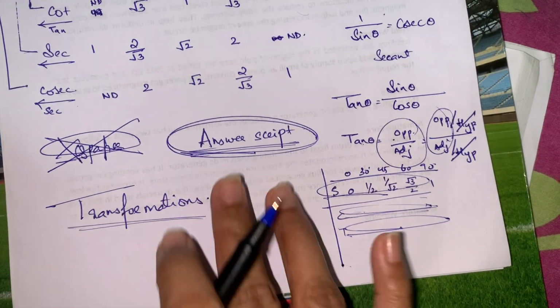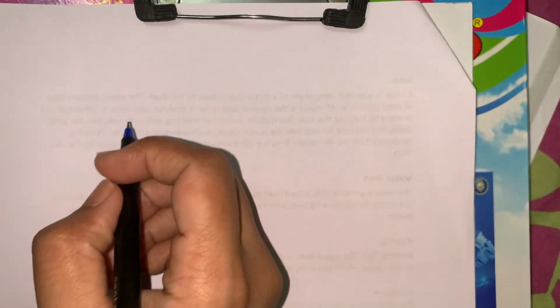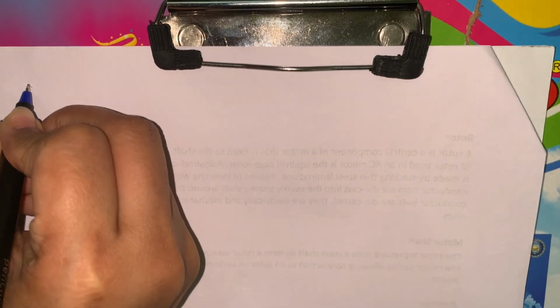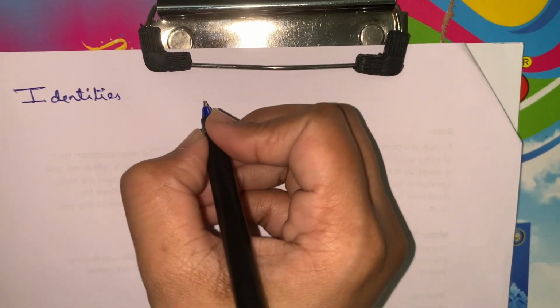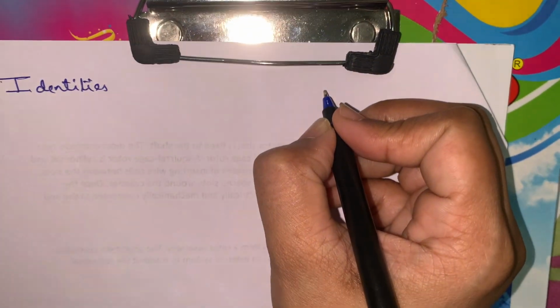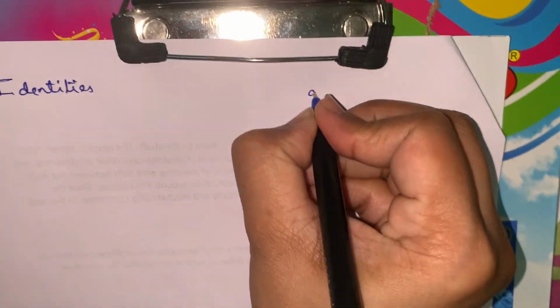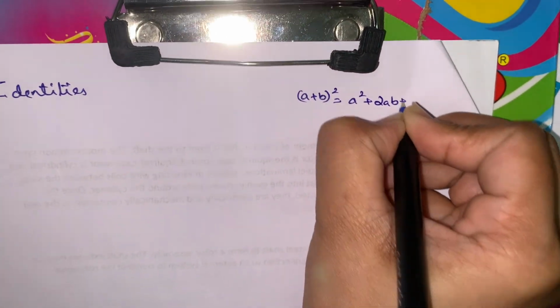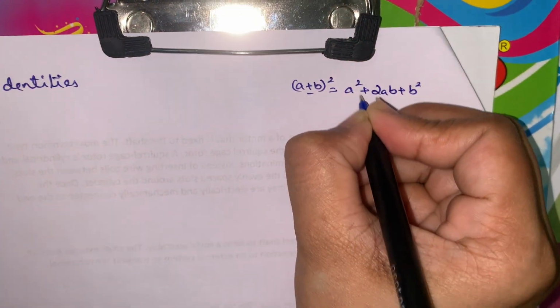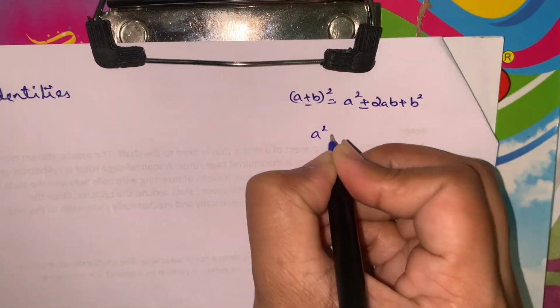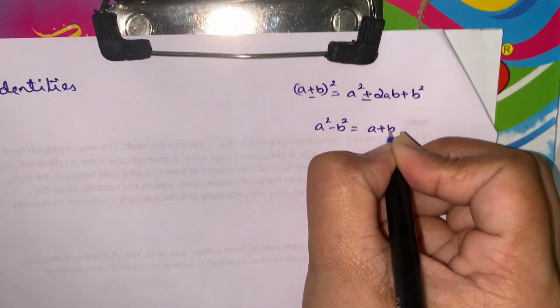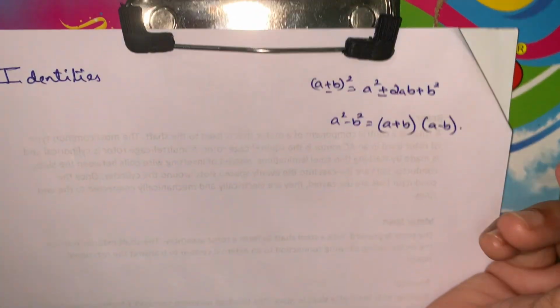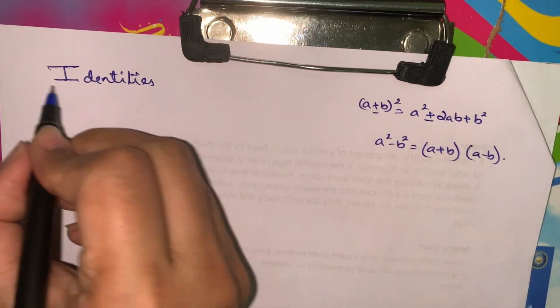Now, transformations require, let me just flip the page ahead, transformations actually require you to have basic information about trigonometric identities. Now, identity, what is it? We have been dealing with some formulas in our mathematics from a very young age, which are called mathematical identities or algebraic identities. What is it? (a + b) whole square is equal to a square plus 2ab plus b square. And if it is (a - b) whole square, it is a square minus 2ab plus b square. Then a square minus b square can be written as (a + b) times (a - b). Likewise, I have these trigonometric identities.